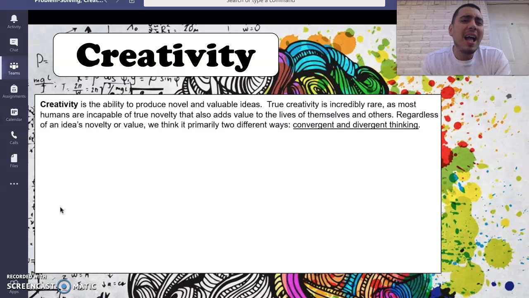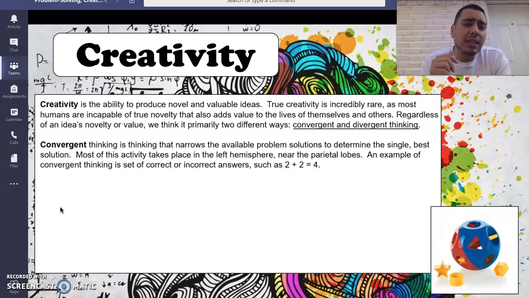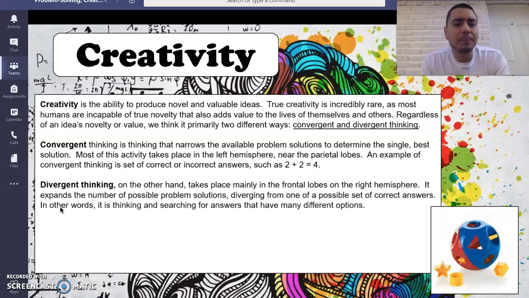So regardless of an idea's novelty or value, we think in primarily two different ways: convergent and divergent thinking. Convergent thinking is thinking that narrows the available problem solutions to determine the single best solution. Most of this activity takes place in the left hemisphere, near the parietal lobes. An example of convergent thinking is a set of correct or incorrect answers, such as 2 plus 2 equals 4.